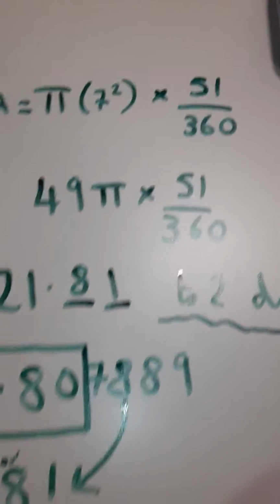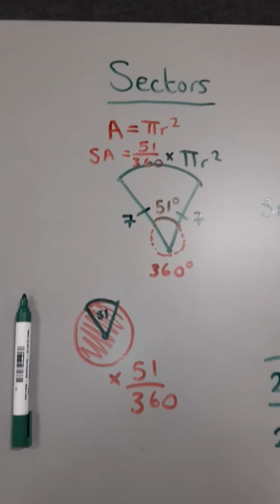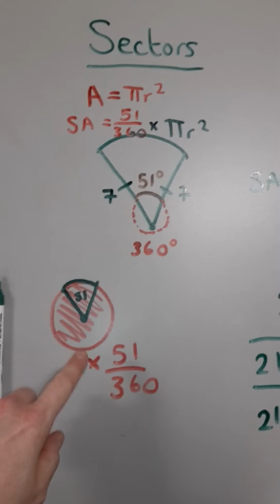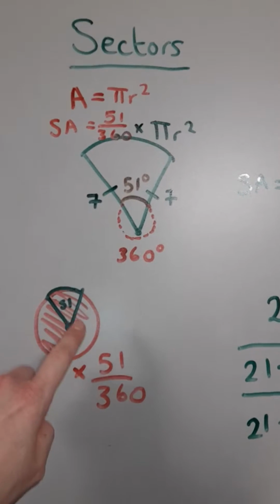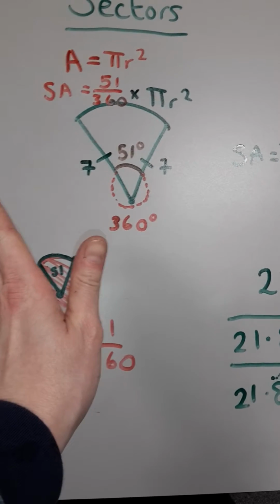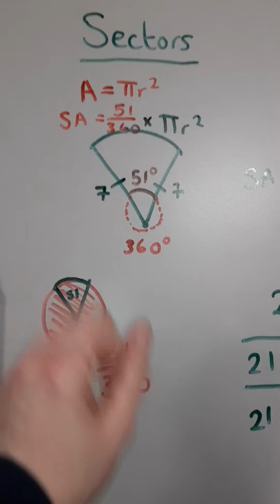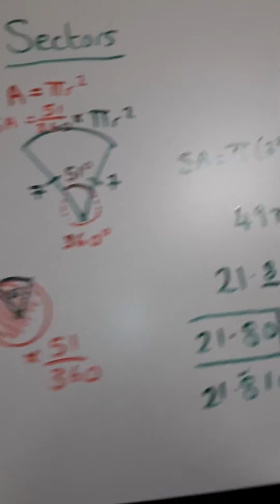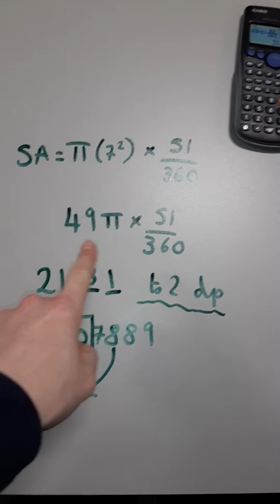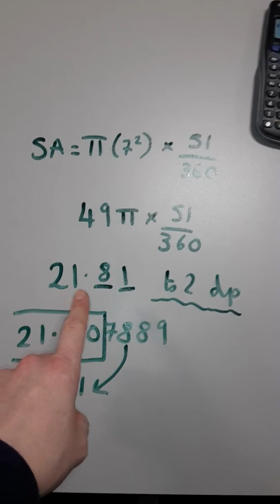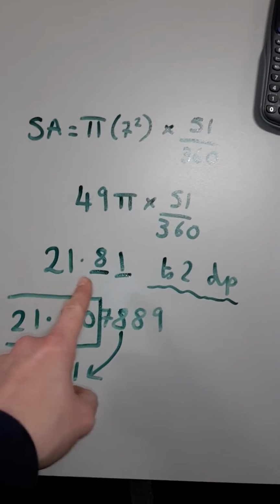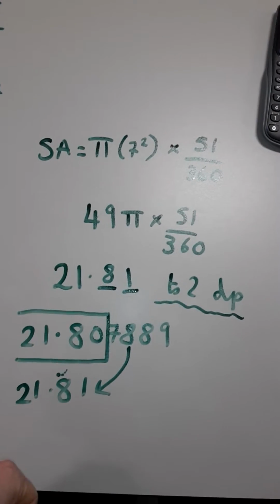So let's just have a look at this again. To work out your sector, you need to calculate your area for your entire circle and then multiply by the angle that you have out of 360, because that gives you then the section, hence why it's called a sector, of what you need. So this is the calculation, going from a fractional form into a decimal using a calculator. This is the decimal we got, and to make it easier to work with, I've rounded to 2 decimal places.